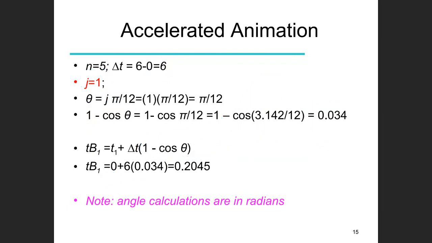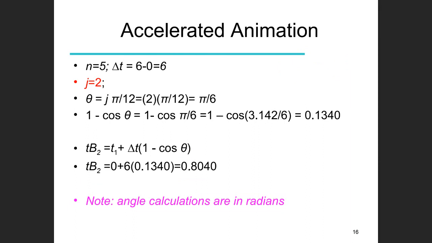So what does it mean? It means that our time for the first keyframe was equal to 0. Then after the first keyframe, we are inserting the in-between frame. So the first in-between frame will be inserted at the time 0.2045. Similarly, we have to change the value for j and calculate the second in-between frame, which is shown here.